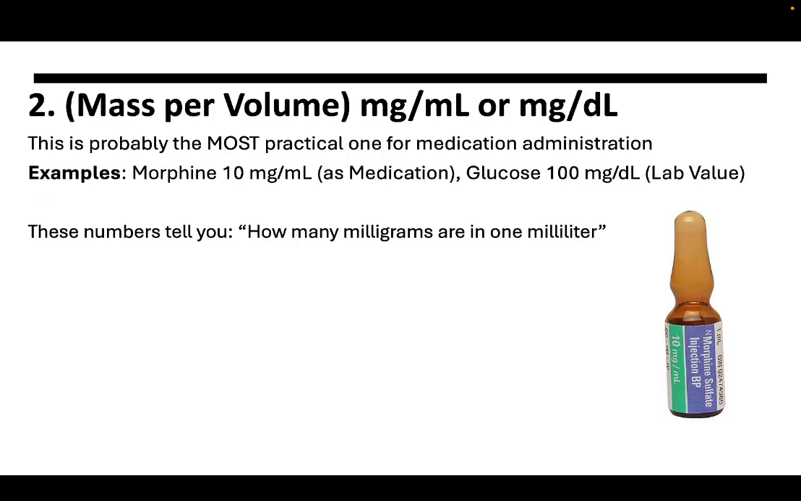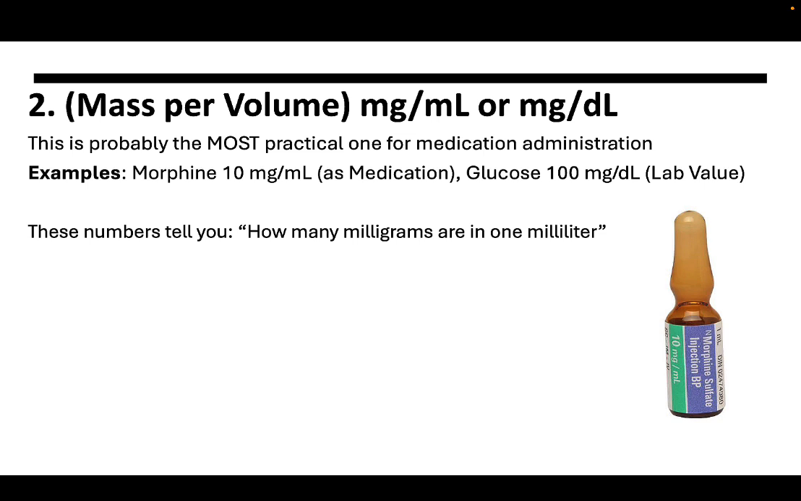But you'll often see mass per volume where it's just said explicitly. Milligrams per milliliter, milligrams per deciliter, things like that. Some examples are here, and these numbers tell you how many milligrams are in 1 milliliter for this morphine example, right? It says units, milligrams per milliliter.